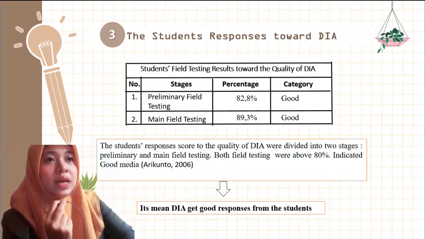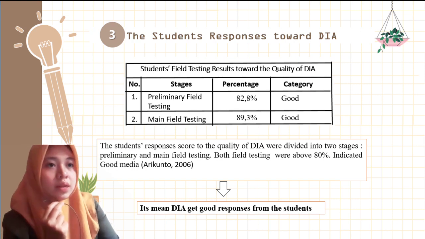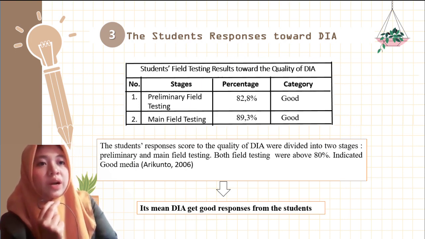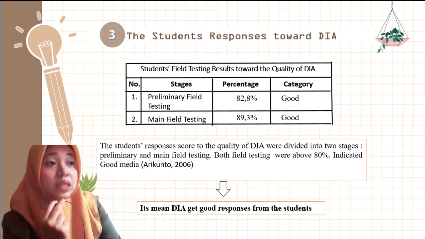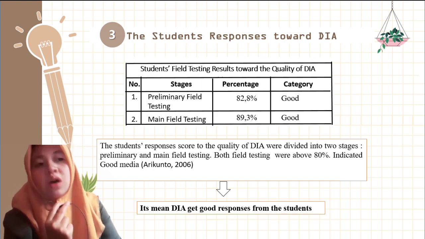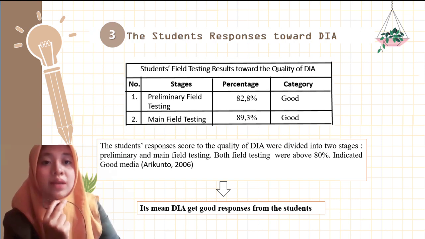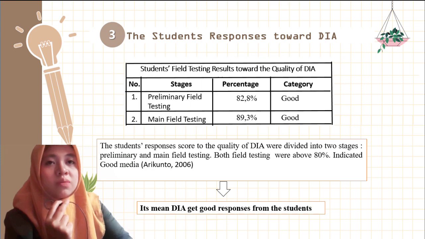Then the next one is the student responses toward DIA. Here is the table. The students' response scores to the quality of DIA were divided into two stages, preliminary and main field testing. Both field testings were above 80%, which indicated a good media based on Arikunto 2006. So it means DIA, the text interactive application, got good responses from the students.